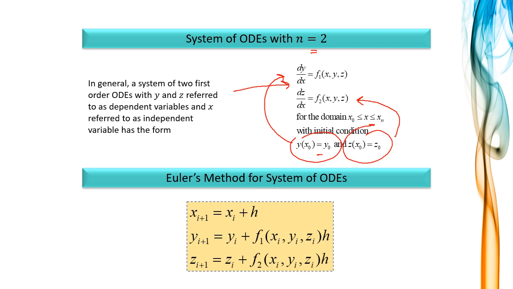Hence, the Euler method for a system of ODEs. Firstly, x(i+1) is equal to xi plus h. This is similar to the single equation. But for y and z, for y(i+1), we have yi plus f1(xi, yi, zi) times h. And we add another equation for z, where z(i+1) is equal to zi plus f2(xi, yi, zi) times h. That means you need to identify which equation becomes your f1 and which equation becomes your f2.